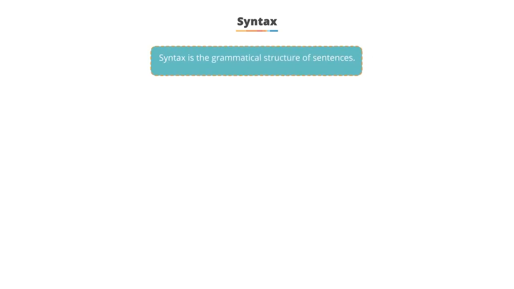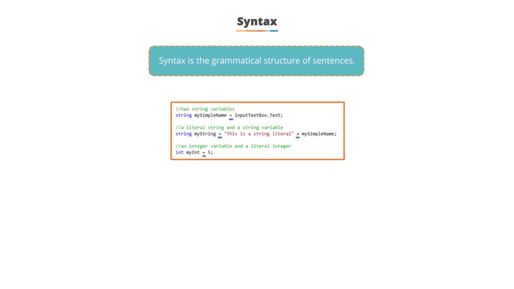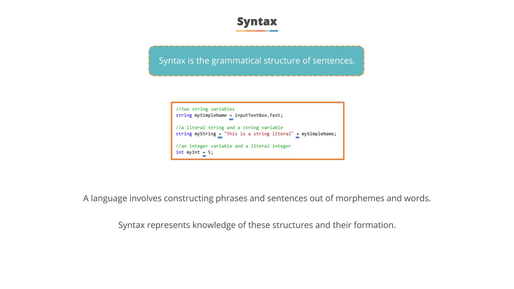Let's first understand what syntax is. Syntax is the grammatical structure of sentences. In the given example, this can be interpreted as syntax, and it is similar to the ones you use while writing code. Knowing a language includes the power to construct phrases and sentences out of morphemes and words. The part of the grammar that represents a speaker's knowledge of these structures and their formation is called syntax.